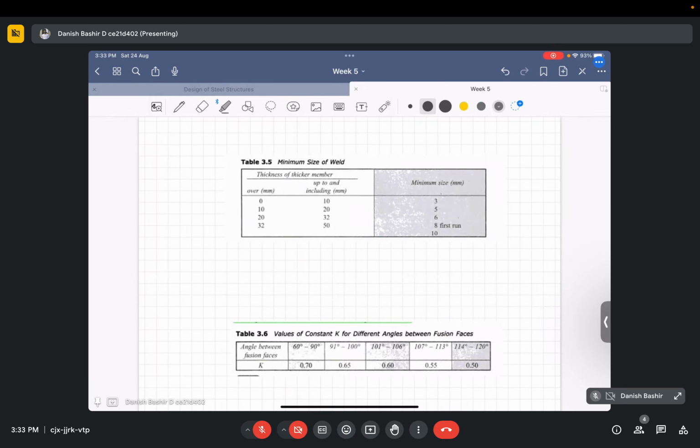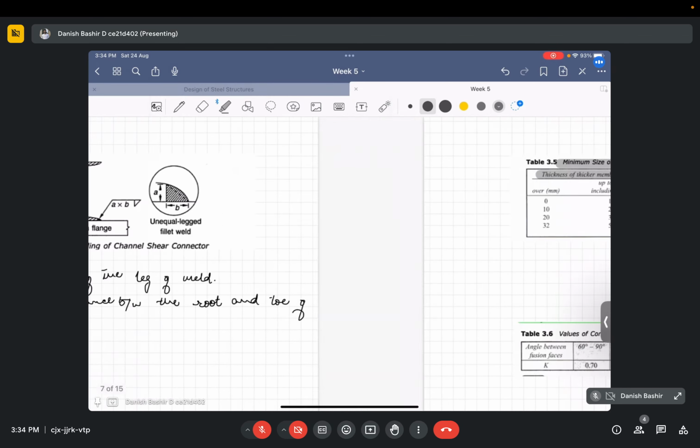It depends upon the thickness of the members that are to be welded using fillet weld. Okay, the thickness of the thicker member is important here. Keep in mind, we have to take the thickness of the thicker member. In butt weld we have to take the thickness of the thinner member. So if the thickness of the thicker member is up to 10 mm, the minimum size of the weld should be 3 mm. Accordingly, for 10 to 20 mm it is 5 mm, 6 mm, 8 mm, and 10 mm accordingly. So the size we have to take from the code.